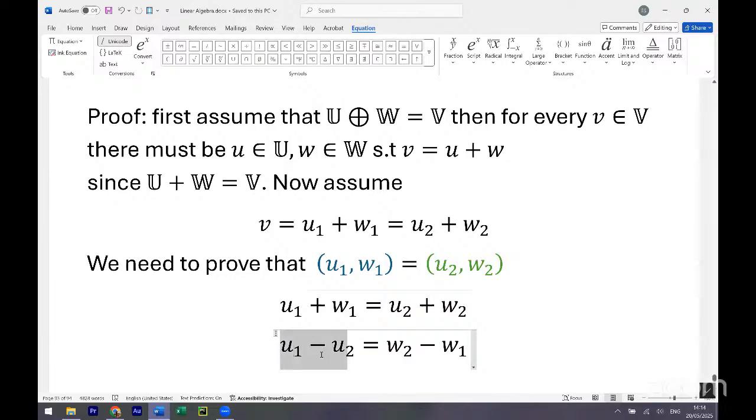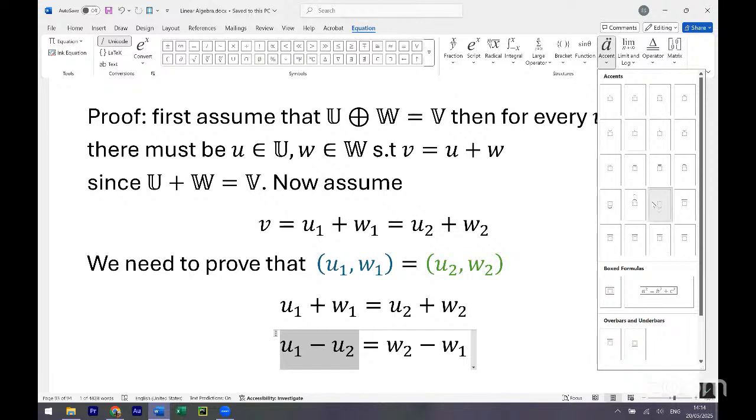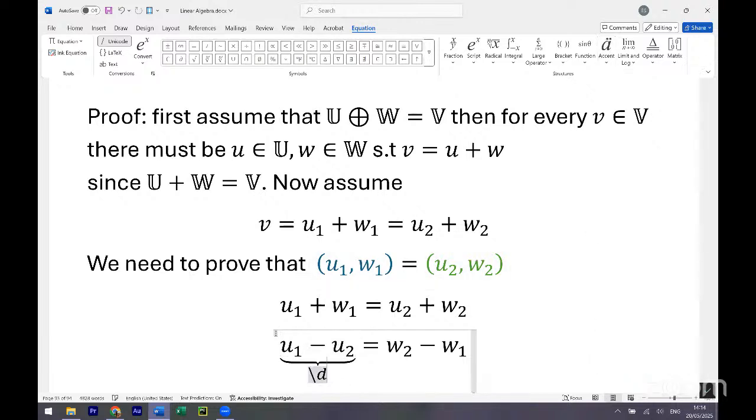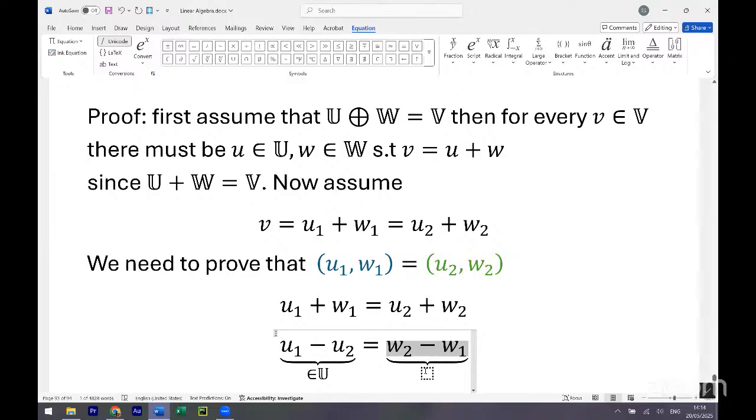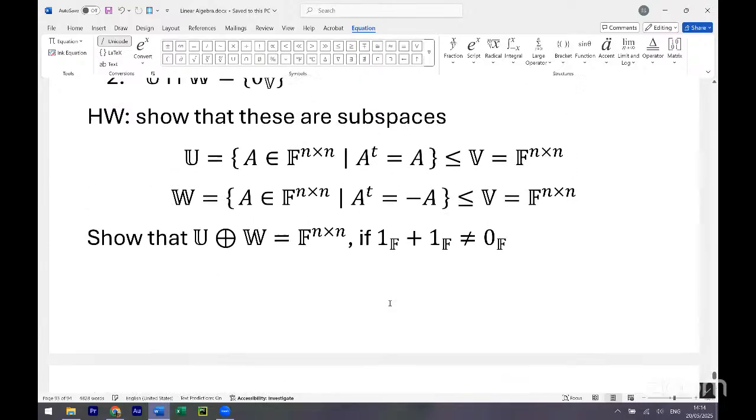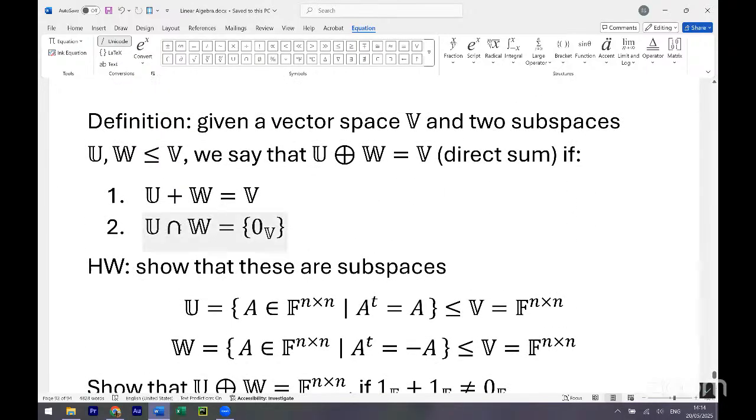The left-hand side, at which vector space does it belong? U, because of closure, right? The right-hand side, but they are equal. What does that mean? That they're in both, which means that they're within the intersection. It must be 0.